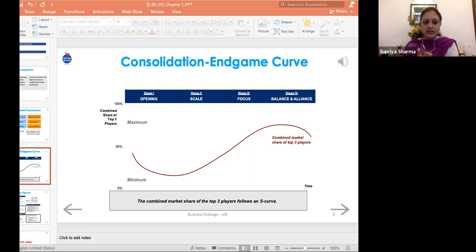And here the industry starts consolidating very rapidly. Typical stage 2 industries could be your airlines, your hotels, your automotive suppliers. There can be banks, there can be pharmaceutical companies. All these companies see these kinds of stages.